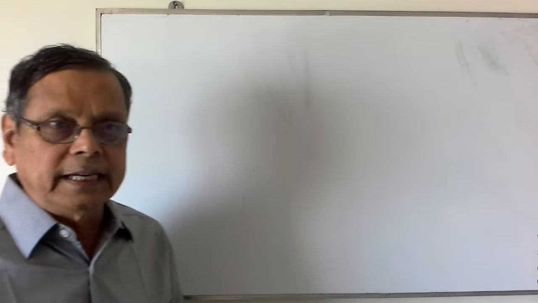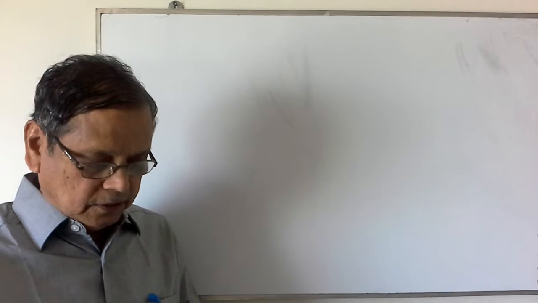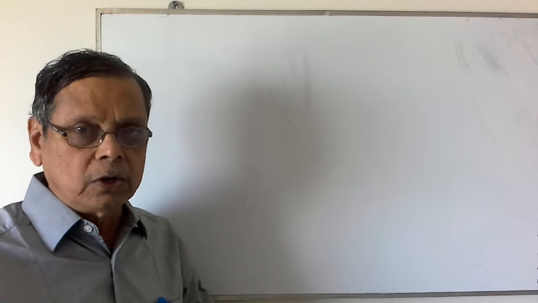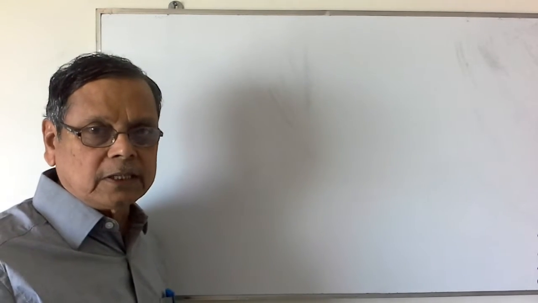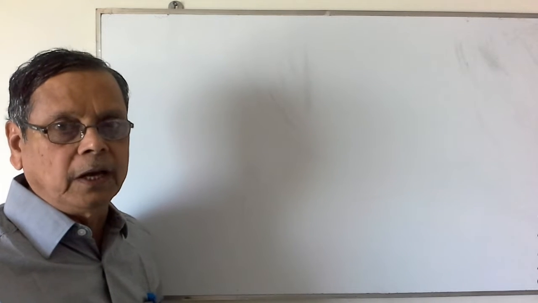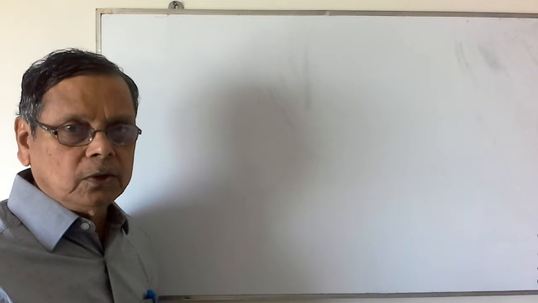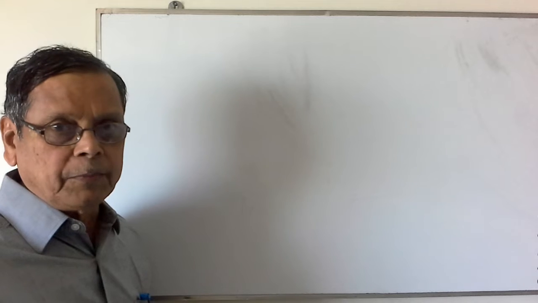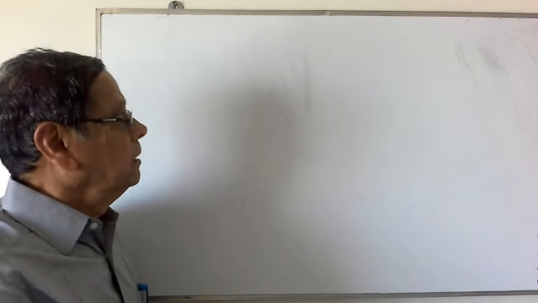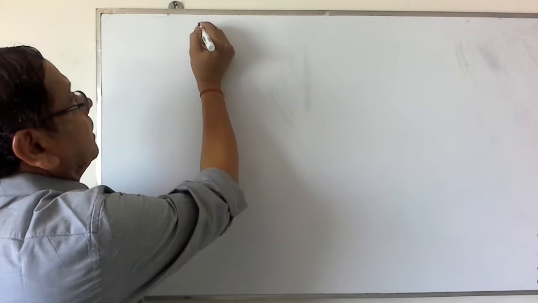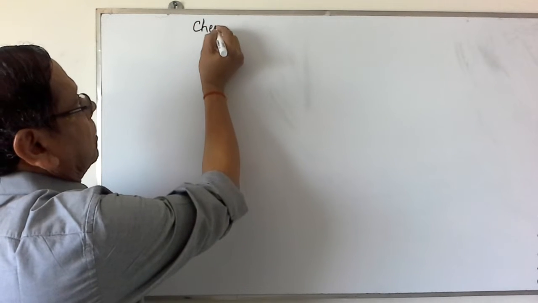Welcome back to second year organic chemistry. We were studying the chapter on alcohols and phenols. In the previous video we discussed the methods of preparation of the alcohols and also some important physical properties like solubility, boiling point, etc. Now let us go for the chemical properties of alcohols.